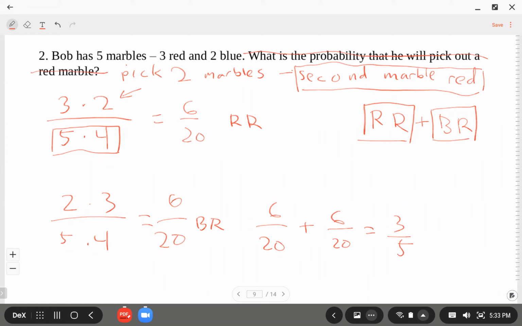For the blue-red now, we have the same all outcomes. We still have 5 marbles. Then we're supposed to pick the blue marbles first. We have 2 choices as blue, and then we multiply with 3 red marbles, we get 6 over 20. Now we just add them. We add red-red and blue-red, we get 12 over 20, which is going to simplify to 3 over 5.